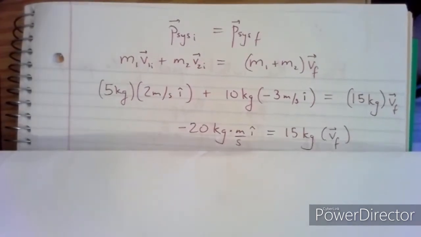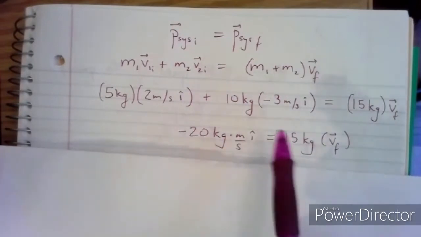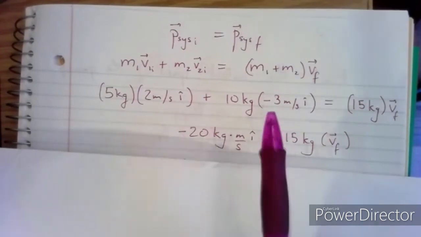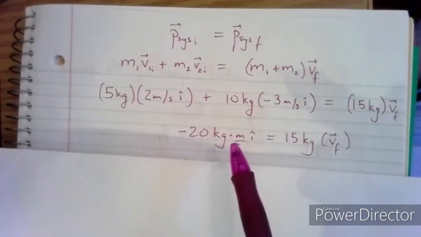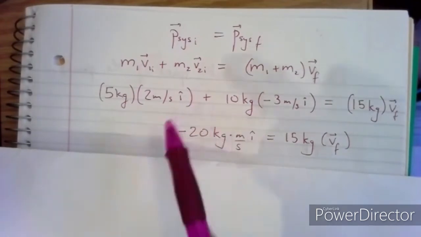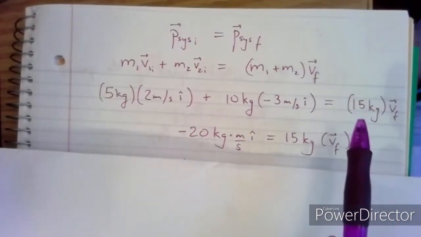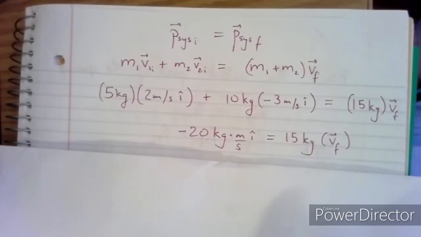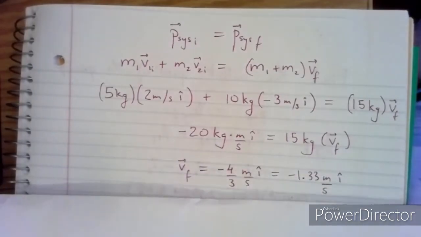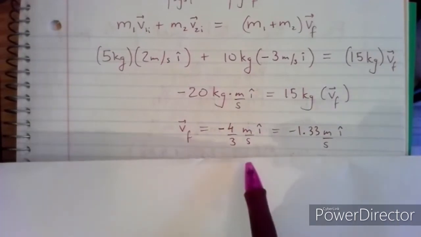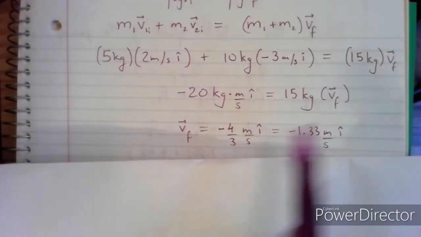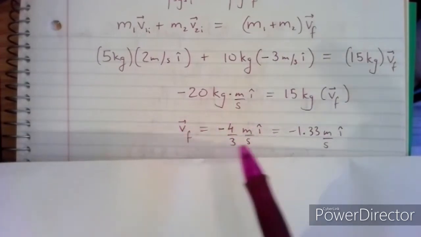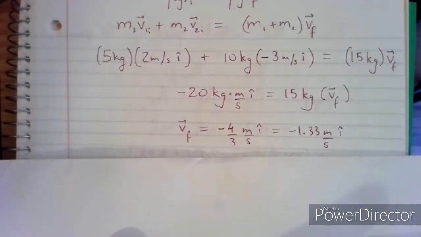I simplify. So 5 times 2 is 10, 10 times minus 3 is minus 30, 10 minus 30 is minus 20. So I have minus 20 kilograms times meters per second i hat. Remember, momentum is a vector. And on this side, the total mass is 15 kilograms. So I have that times the unknown vector v final. So I divide over the 15 kilograms and I get v final is minus 4/3 meters per second i hat. So the kilograms is canceled. And we do see that the final velocity is indeed to the left. That is example 1.